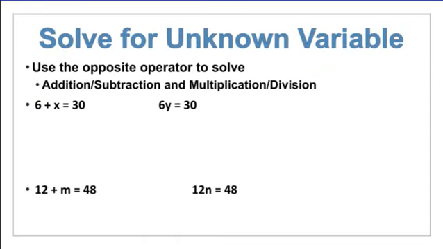And let's do a couple more problems in the lesson. So here we're going to use the opposite operator to solve. So here I have 6 plus x equals 30. I want to solve for x. So the opposite of adding 6 is subtracting 6. So whatever I do on one side, I must do on the other. Make sure you do the same thing on both sides. 6 minus 6 is 0, so all I have is x. 30 minus 6 is 24. So x has to equal 24. I can check my answer because 24 plus 6 does give me 30.